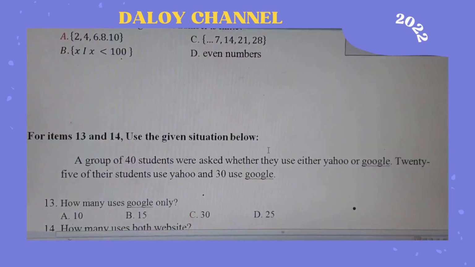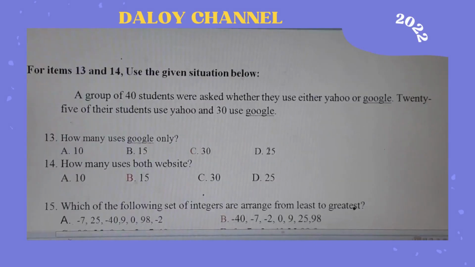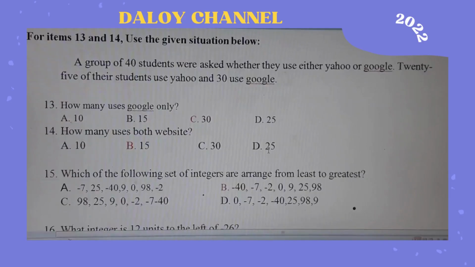For numbers 13 and 14, use the given situation below. A group of students were asked whether they use either Yahoo or Google. 25 of the students use Yahoo and 30 use Google. Question number 13. How many use Google only? Number 14. How many use both websites?